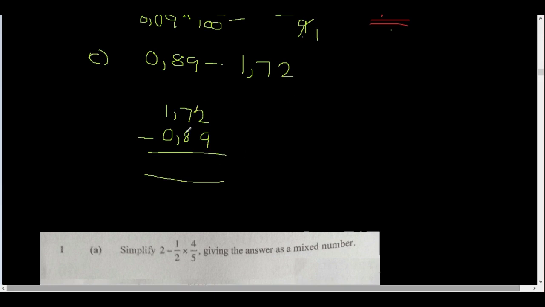Whenever we have this form, the bigger number goes on top, the smaller number on the bottom. Then you subtract. Then after subtracting, your answer must be negative, since you are subtracting a bigger number from a smaller number. Therefore, you have 0.83, but our bigger number is negative. Therefore, it becomes minus 0.83.